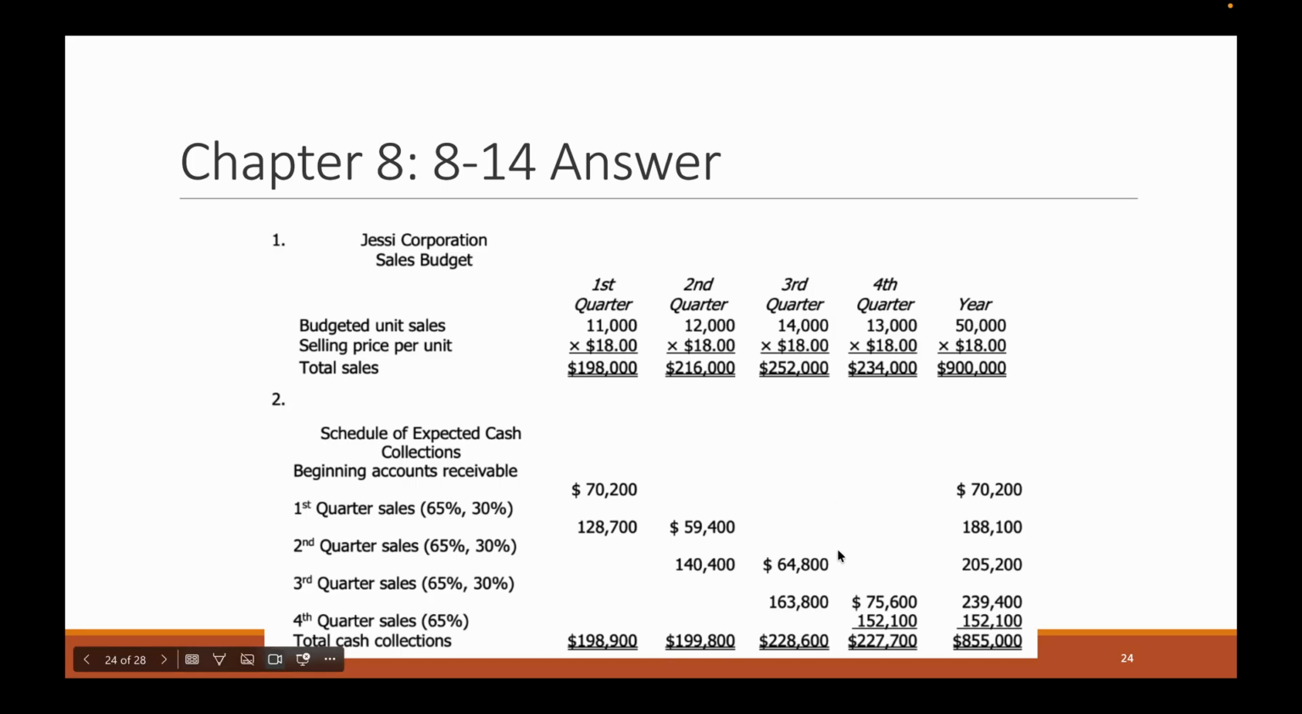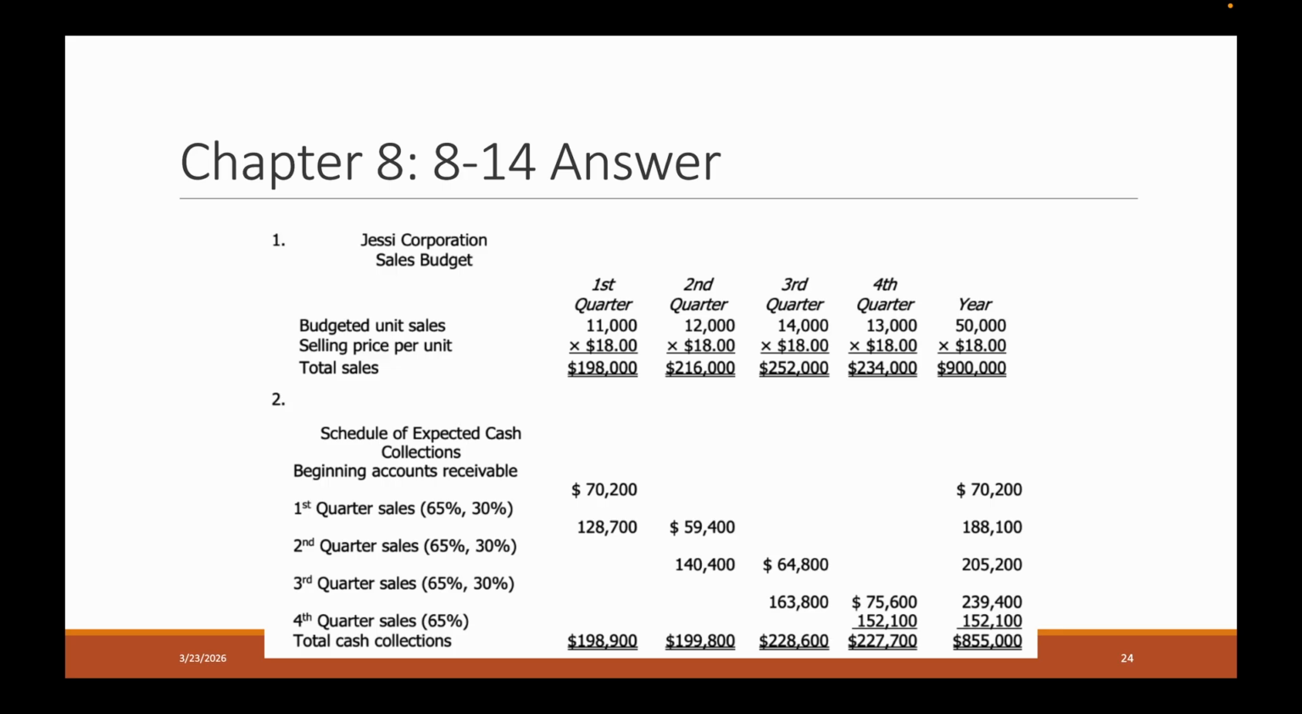199,800. In quarter 3, we're going to collect that 30% from the last quarter. So 30% of 216,000 is 64,800. We're collecting that in the third quarter. Now we're collecting 65% of the third quarter's 252,000, and that's 163,800. Totals to 228,600. In the fourth quarter, again, we're collecting 30% from the previous quarter, which is 30% of 252,000 is 75,600, plus the 65% of the current quarter, so 152,100. That gives you a total of 227,700.